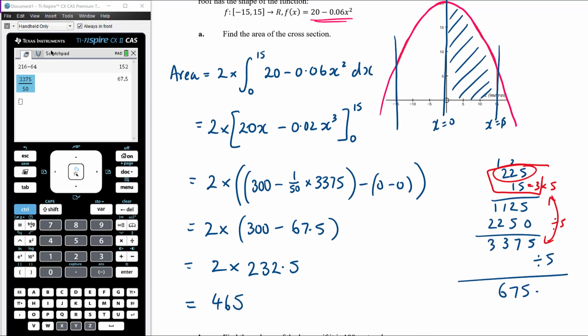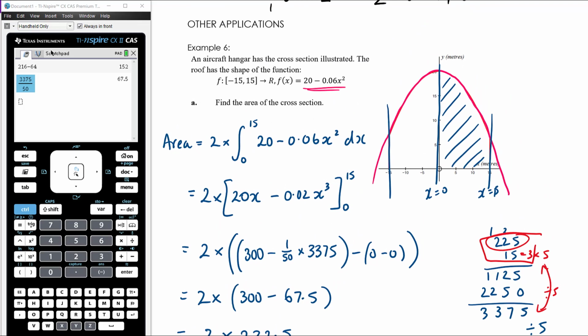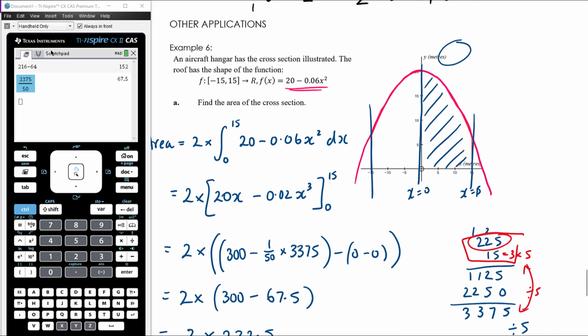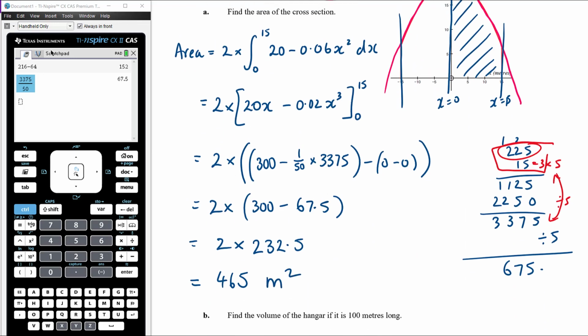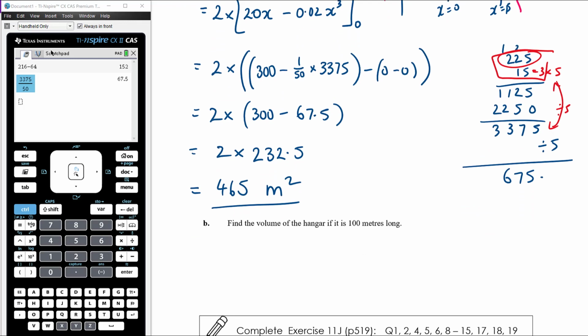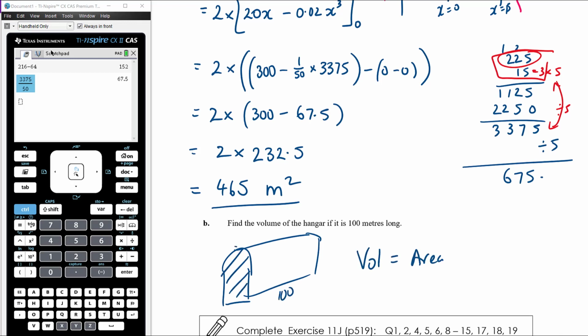Now let's think about area. It's an aircraft hangar. In the axis here it tells us that X and Y, everything's in meters, so as an area it's 465 square meters. Find the volume of the hangar if it is 100 meters long, so it's simply a prism. Area of the cross section times it by the 100 will give us the volume. So volume is going to be the area times 100. So it is going to be 46,500 cubic meters.